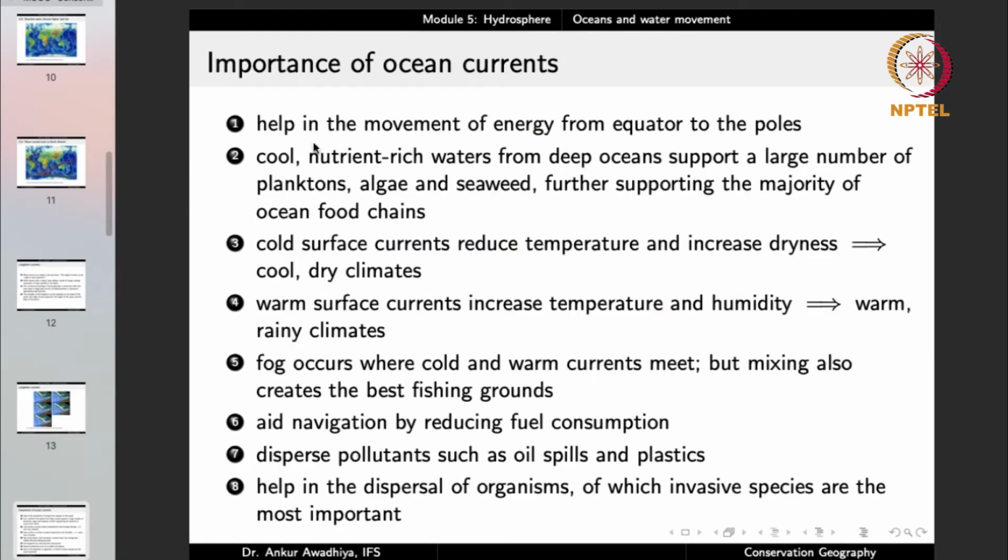Ocean currents play a number of important roles. They help in the movement of energy from the equator to the poles, meaning that they are transferring thermal energy from the equator, which is getting more heated, towards the poles, which have a deficit of energy. Once that happens, the equatorial areas reduce their temperatures.